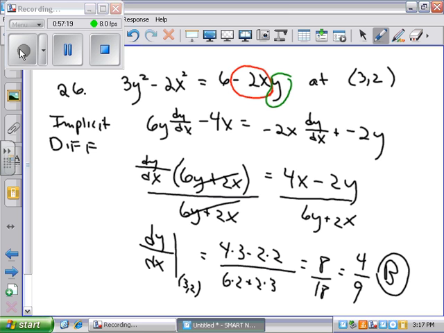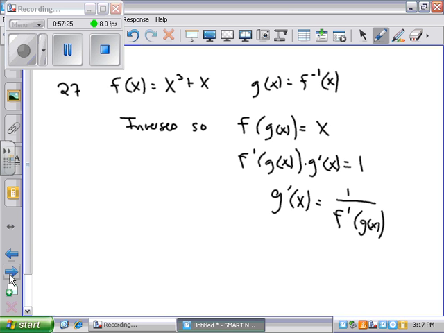Now 27 is probably the one that you're going to like the least, but once you know this, guys, in case this question comes up, it is a good thing to know. Here's the thing about inverses. When you take the composition of a function and its inverse, you always get x. f of g of x, you get x.